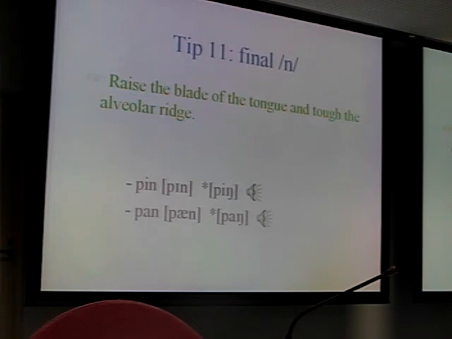For Koreans, we normally raise the blade of the tongue, but British people are described to raise the tip of the tongue. So pin is pronounced as ping. Pin. Pan. Pound. Yeah, you can clearly hear the eng sound instead of N.